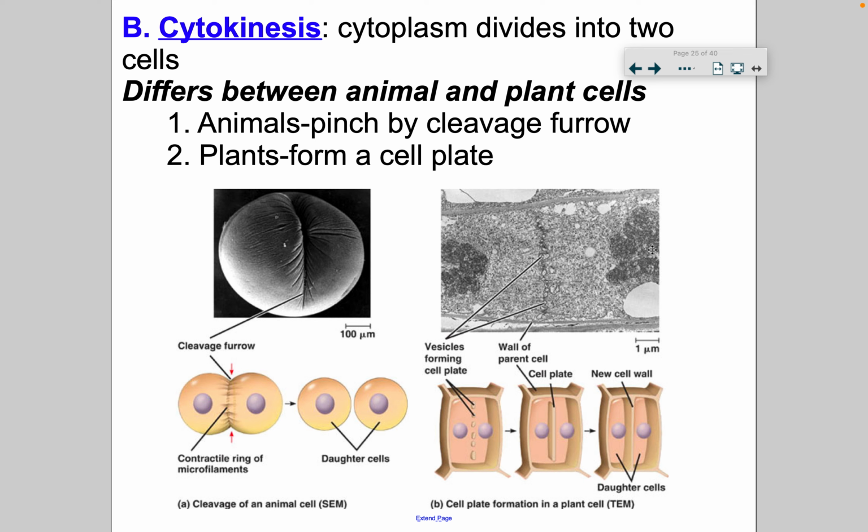Plants, well, they have that cell wall. You can't stick that belt around it and tighten it and pinch it into two because that cell wall is so rigid. So how does the plant divide into two? It forms a structure called a cell plate, which is formed by a bunch of vesicles, and they will fuse together and then meet up with the cell wall, as you can see here. So a bunch of vesicles forming the cell plate fuse together, join up with the cell wall, and bam, two new daughter cells.